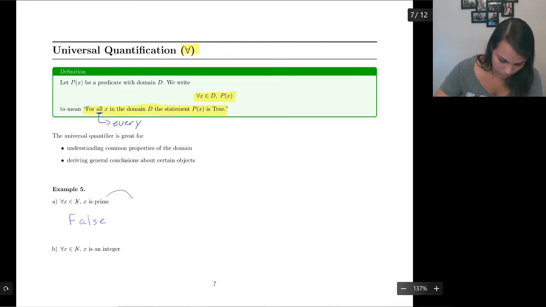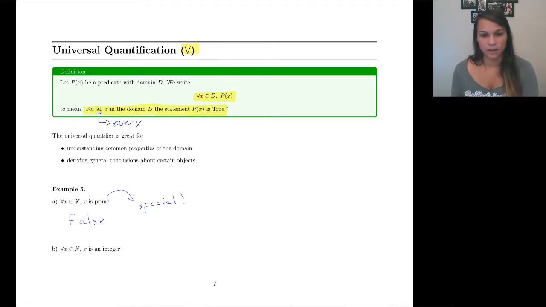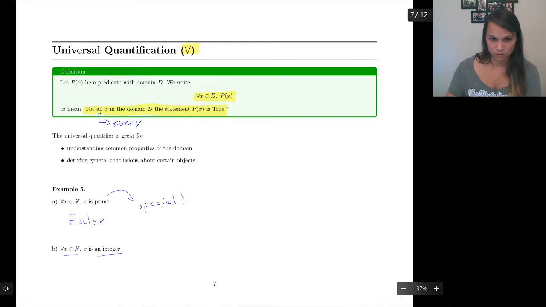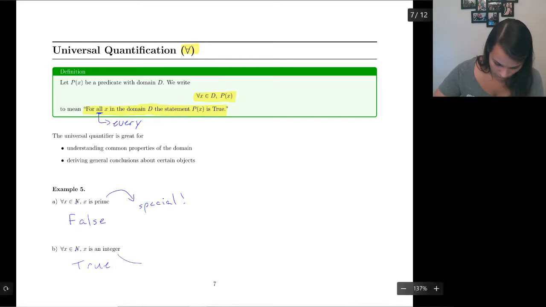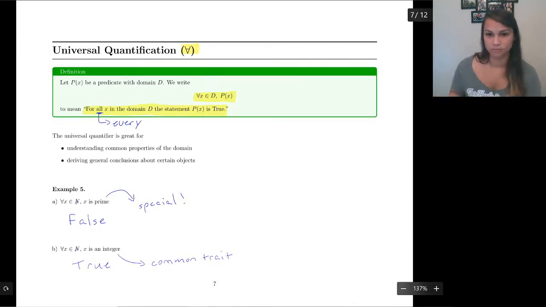Those are natural numbers, and they are not prime. Now we know prime is special. However, if we go, are all the natural numbers integers? Yes, this is a true statement. For all x in the natural numbers, x is an integer. This is, we can conclude, a common trait for our domain.